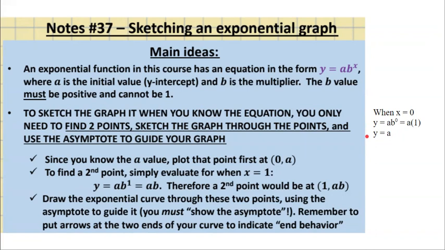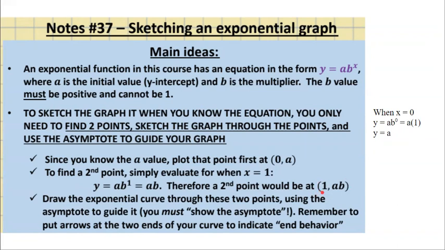Now to graph, we only really need to know 2 points, and then we can just draw the general shape of the graph. Our first point can very easily just be the y-intercept, which is going to be at (0, a). And our second point can be easily found when we just set x equal to 1, which would effectively make the second point (1, a times b).